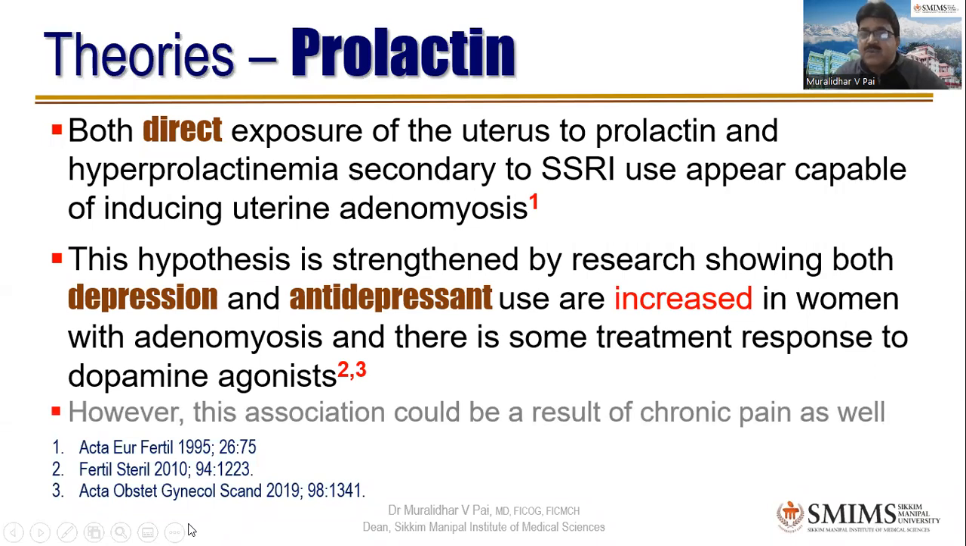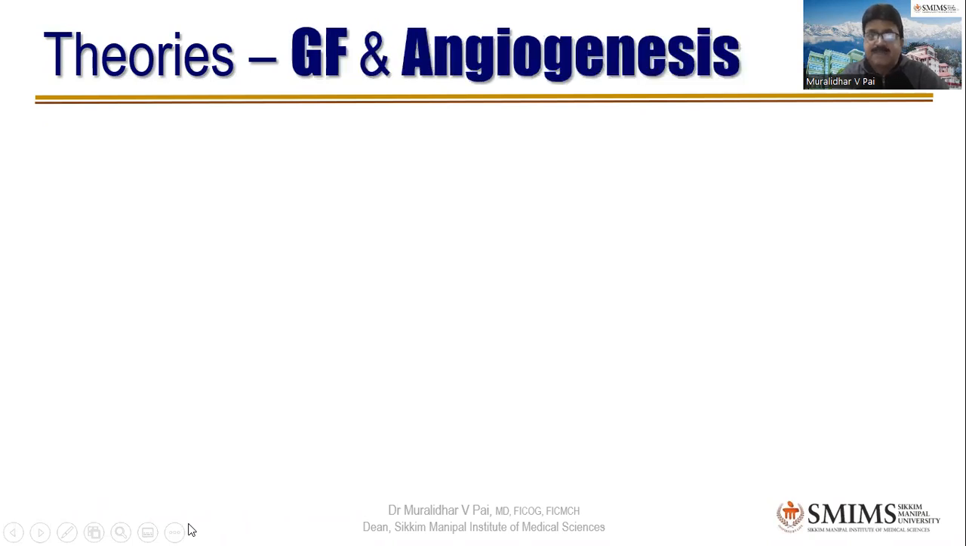However, this association could be a result of chronic pain as well. So it has to be proved in more studies. Then comes GF, that is growth factor and angiogenesis. Whether it is endometriosis, cancer, or adenomyosis, finally you require blood supply for its growth. So blood supply means neoangiogenesis, and there has to be growth factor.